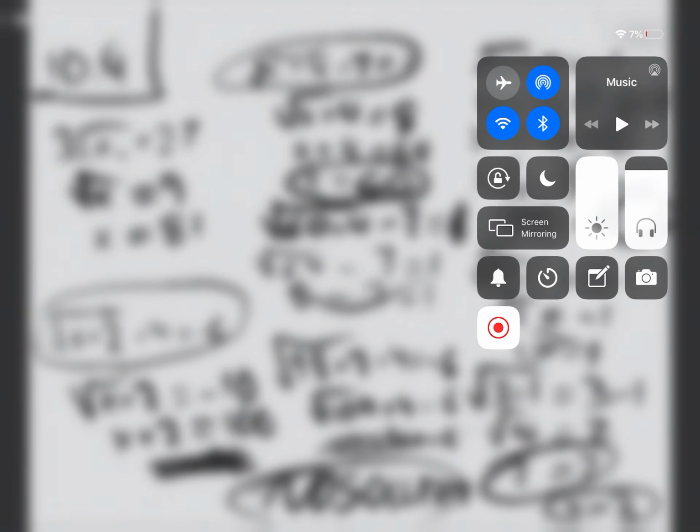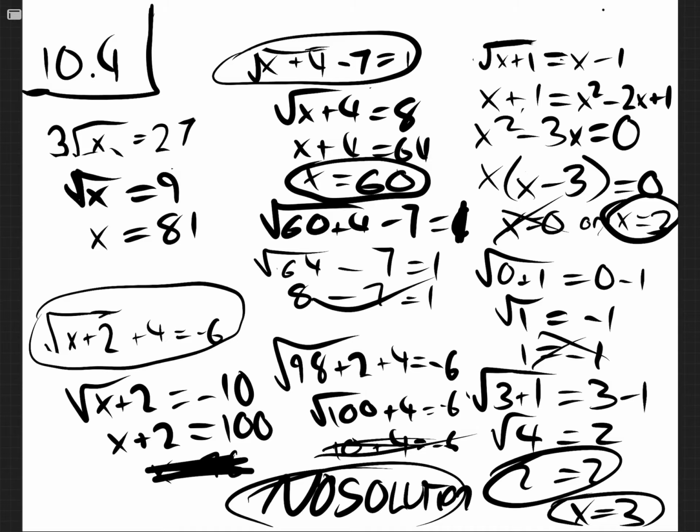So this is section 10.4. Now let's move on to section 10.5.